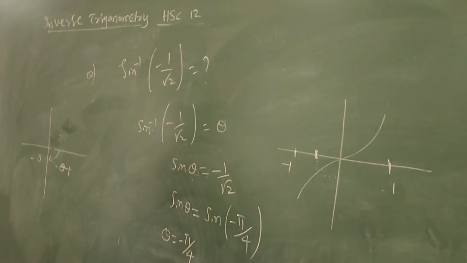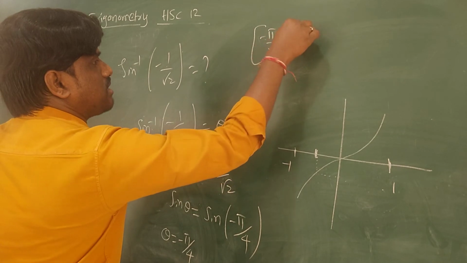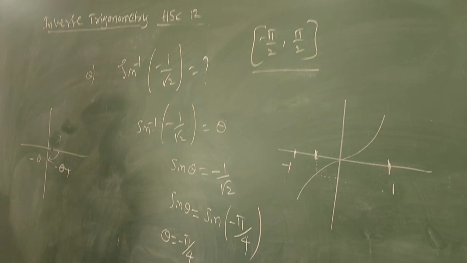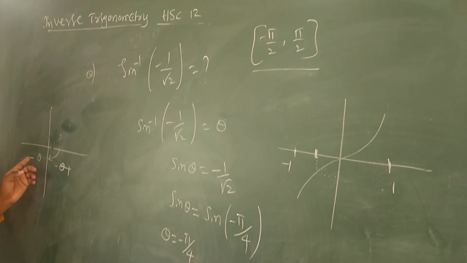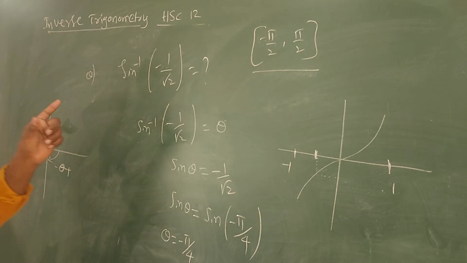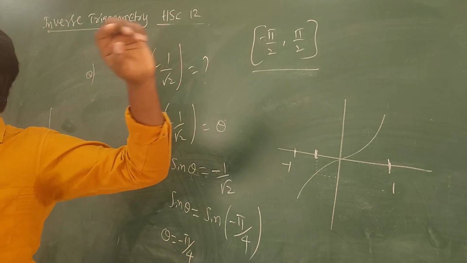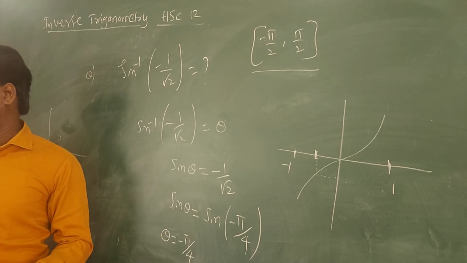The principal range for this sine inverse is, you should always write between minus pi by 2 and plus pi by 2, means minus 90 and plus 90, in between only you should write. You should not write a third angle or other angles. You don't use here 2 pi minus pi by 4. That is the wrong approach. In sine inverse function, the angle should be between minus pi by 2 and plus pi by 2. So if you are getting minus, then you have to write theta equal to minus pi by 4.